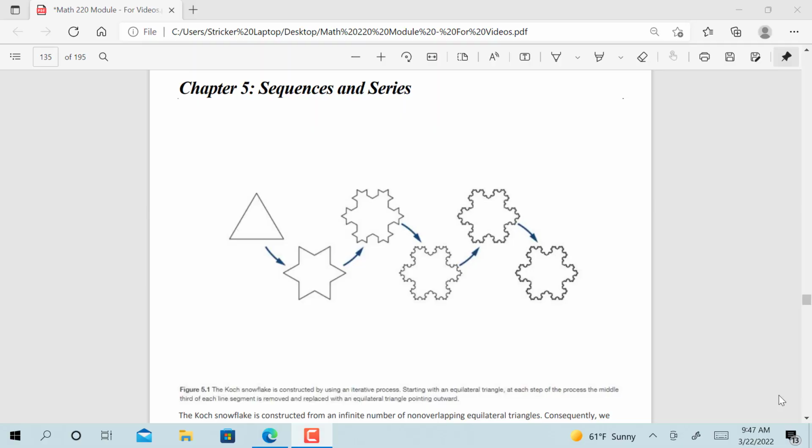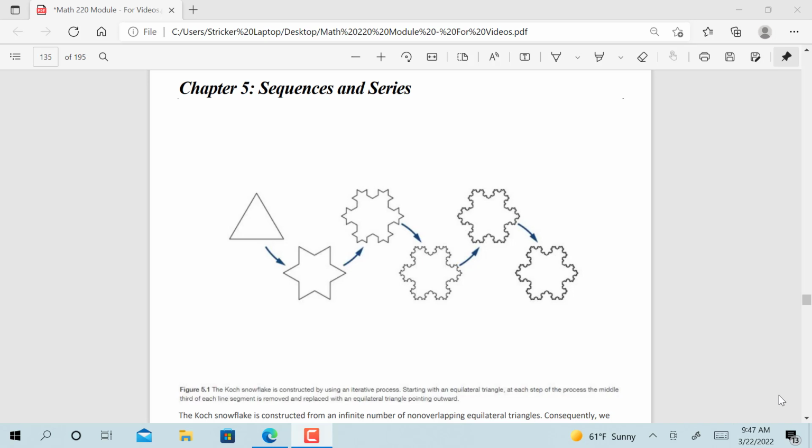Okay, we are now going to start the last portion of our class. You may have noticed with the last exam that we skipped chapters 5 and 6. We went from chapter 4 to chapter 7. And now we're going to go back and look at chapters 5 and 6.